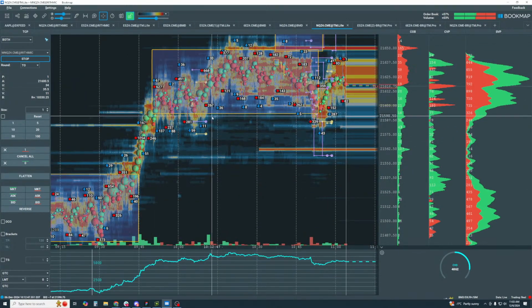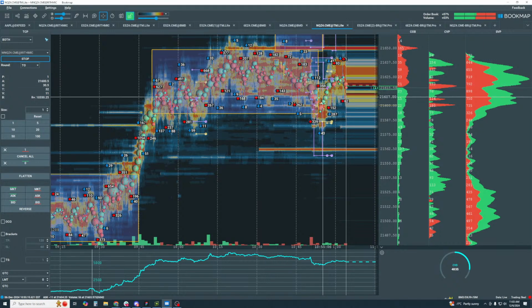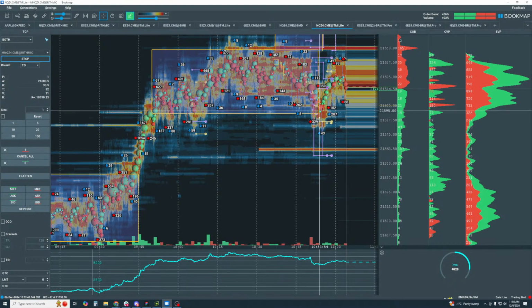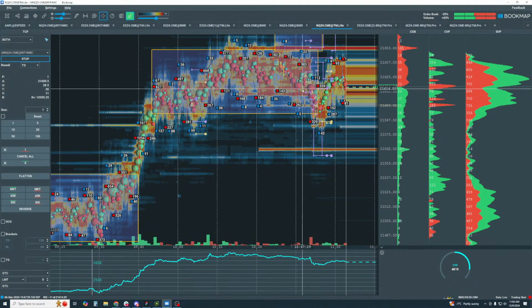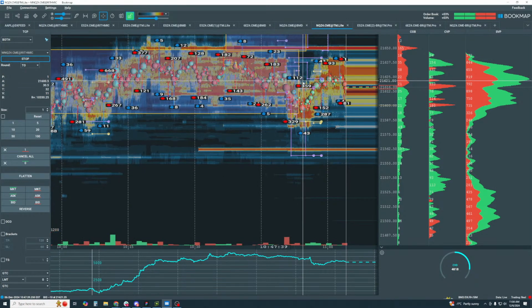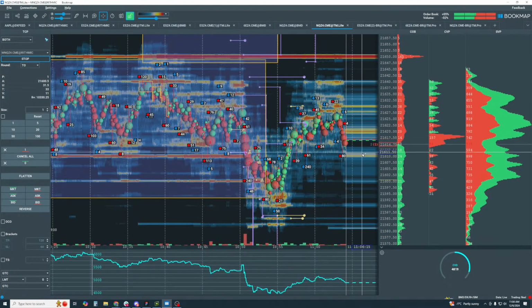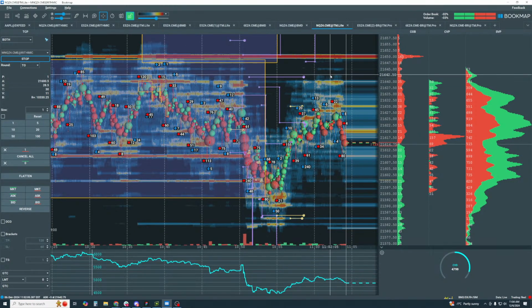It makes so much more clarity for me, at least for me, to understand where the traders are transacting and where they want to transact. Where are the buyers on the bid? Where are they on the offer? Right.